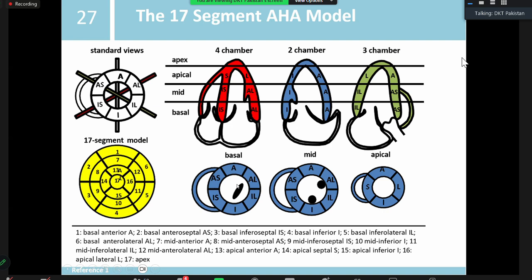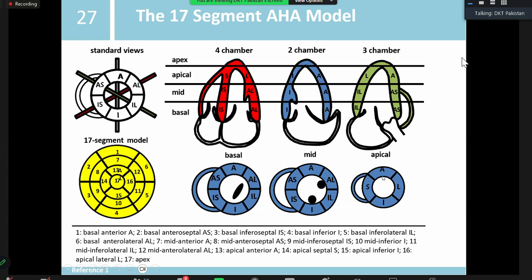You do not see any papillary muscles here. Then there is the mid segment. In the mid segment, you can see these papillary muscles here. Then we go for the apical segment of the heart, which is the distal segment, and it is smaller in size, and you do not usually see papillary muscles or any valves here. So this is the distal or apical segment.